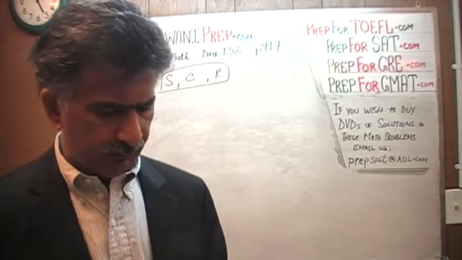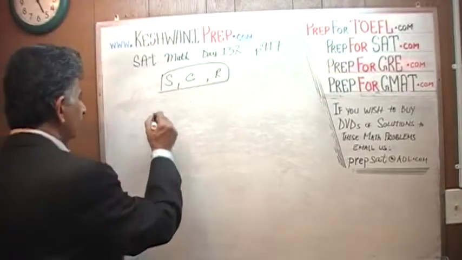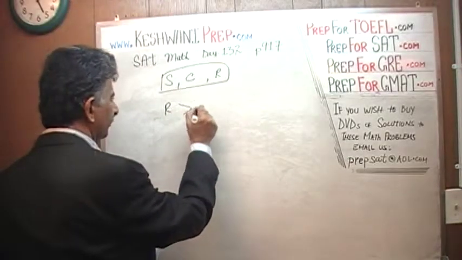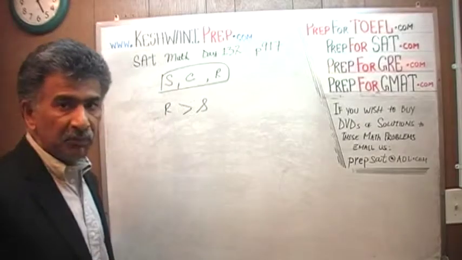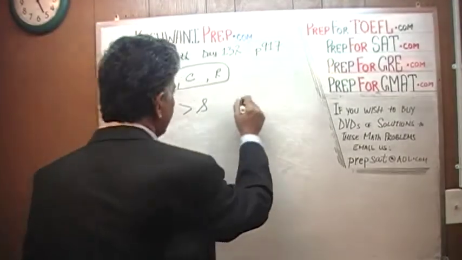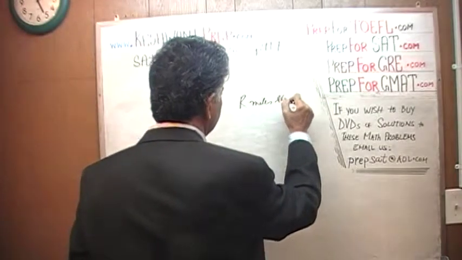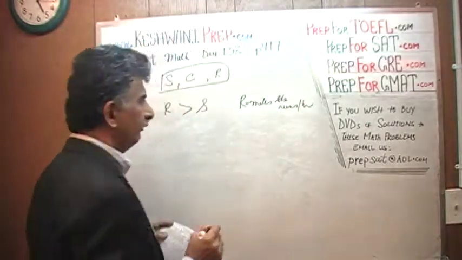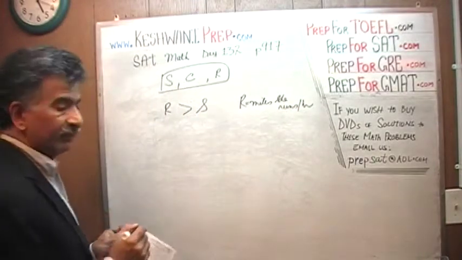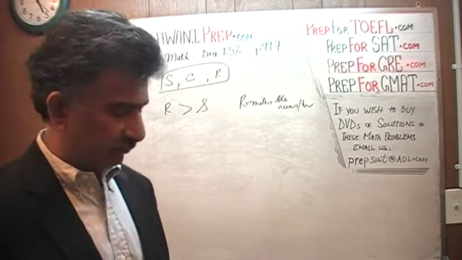In that order. She runs faster than she swims. So R represents here the number of miles she runs per hour. That's what R is. And S represents the number of miles she swims in 1 hour, and so on and so forth.